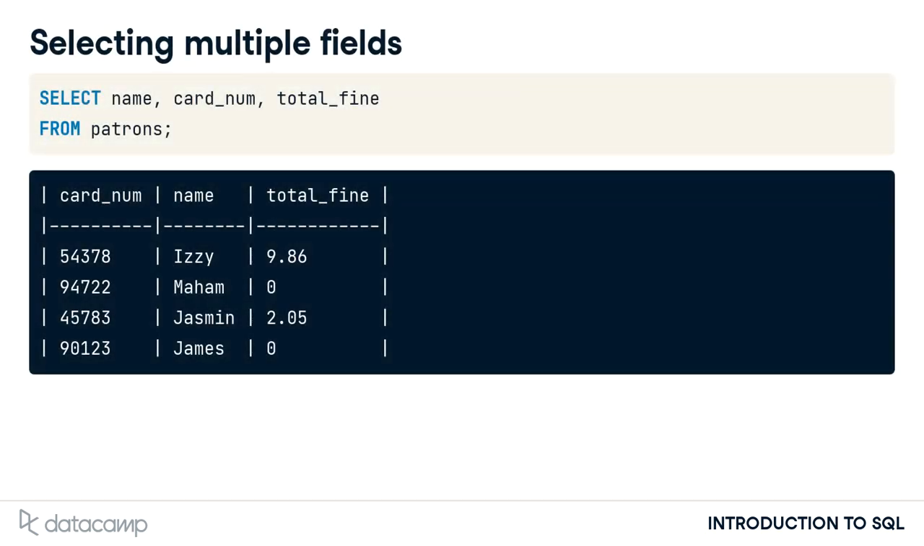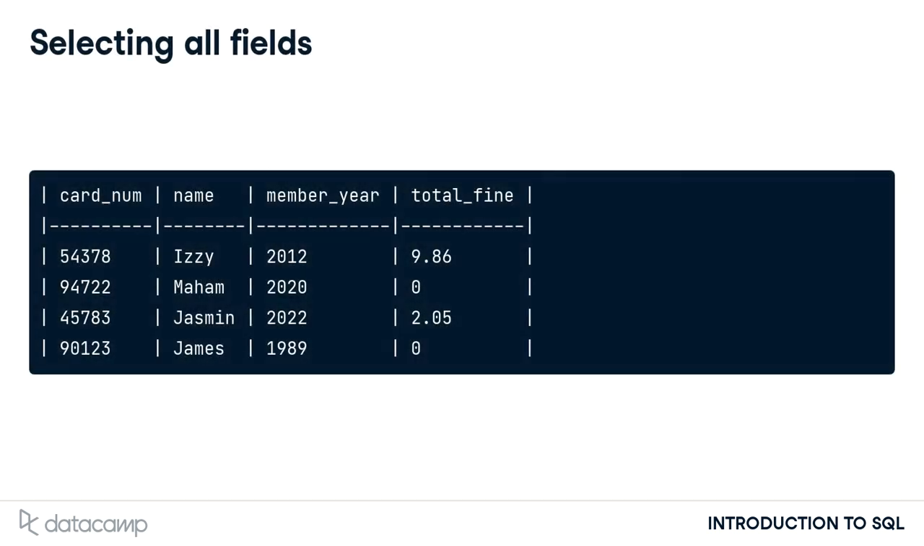As you might expect, we can select 3 fields, such as name, card num, and total fine, by listing all 3 field names after the select keyword and separating them with commas. What if we'd like to select all 4 fields in the patrons table? We could list out the 4 field names after the select statement, but there's an even easier way. We can tell SQL to select all fields using an asterisk in place of the 4 field names.